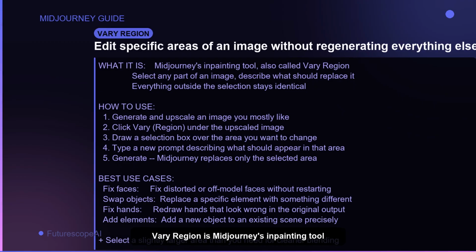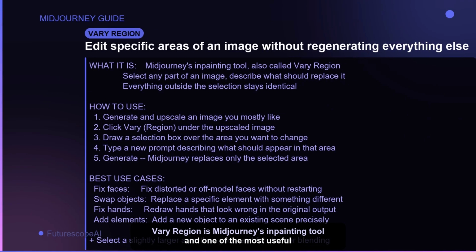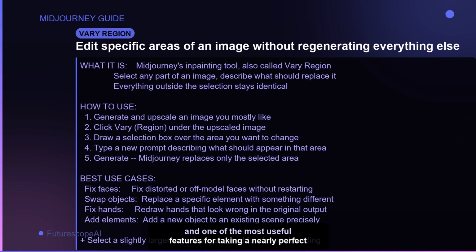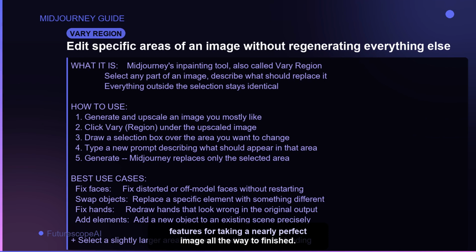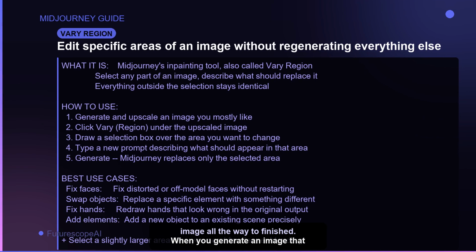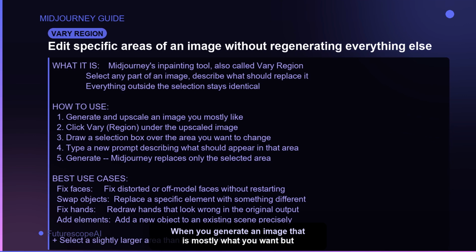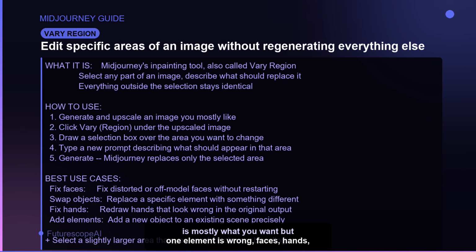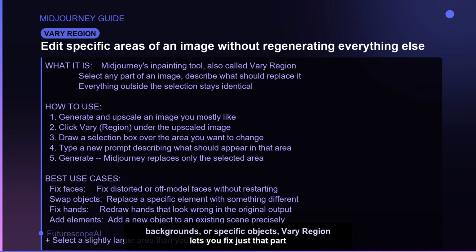Vary Region is Midjourney's inpainting tool and one of the most useful features for taking a nearly perfect image all the way to finished. When you generate an image that is mostly what you want but one element is wrong, faces, hands, backgrounds, or specific objects, Vary Region lets you fix just that part without touching anything else in the image. The workflow is straightforward.